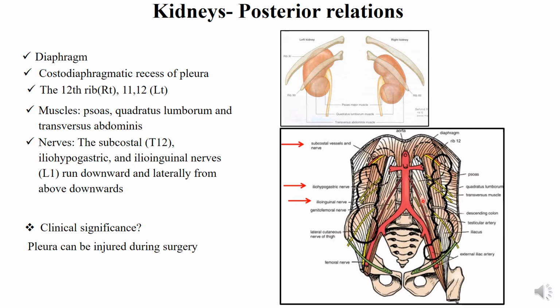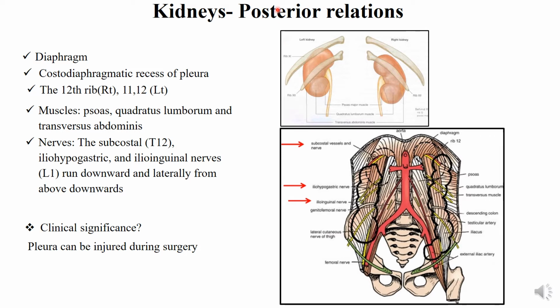You can see the psoas muscle, the quadratus lumborum muscle, and the transversus abdominis muscle at both sides. And also posteriorly, the kidneys are related to three nerves: the subcostal nerve, the iliohypogastric nerve, and the ilioinguinal nerve. So posteriorly, it's related to three structures related to the chest, three muscles, and three nerves.